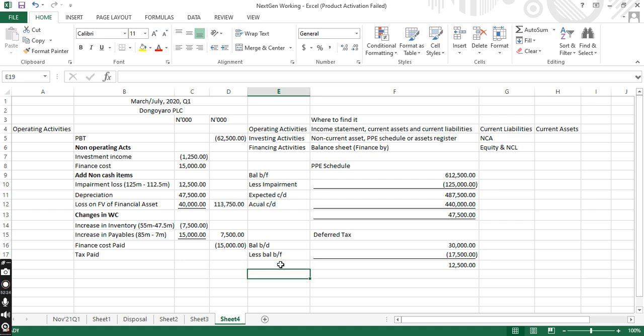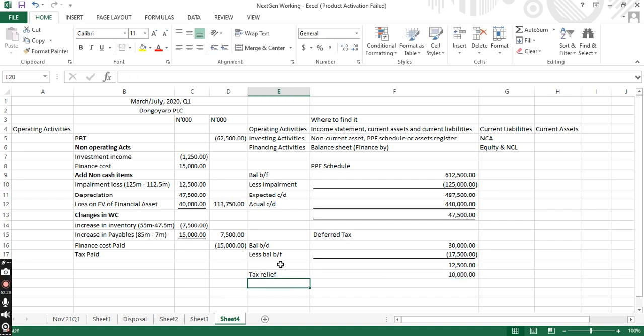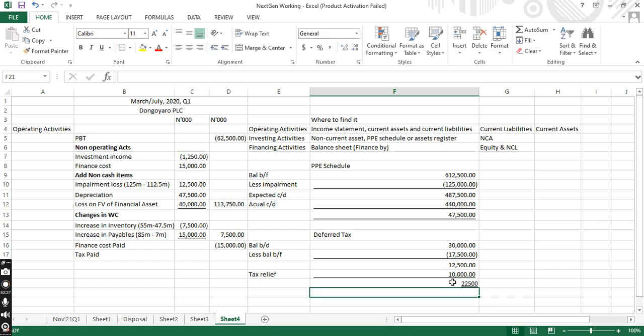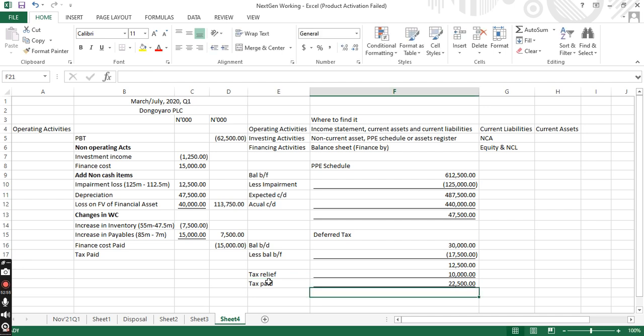Then also, we have a tax relief. What's our tax relief? 10,000, right? So in total, this will give us 22,500, which means the actual tax for the year, or no, tax paid, is 22,500.